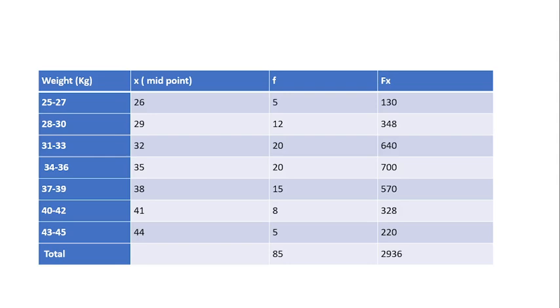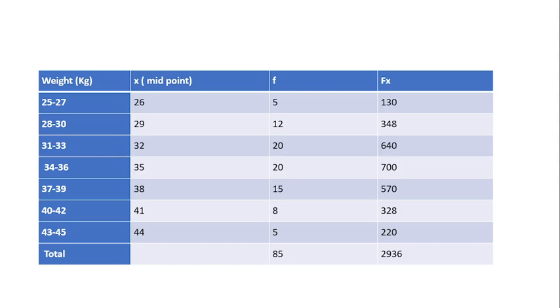The same thing for the second class. You have 28 to 30. So if you take 28 plus 30, it gives you 58. And 58 divided by 2 will give you 29. That is how you take the x values. So those mid values are your x that you will now input in the formula.